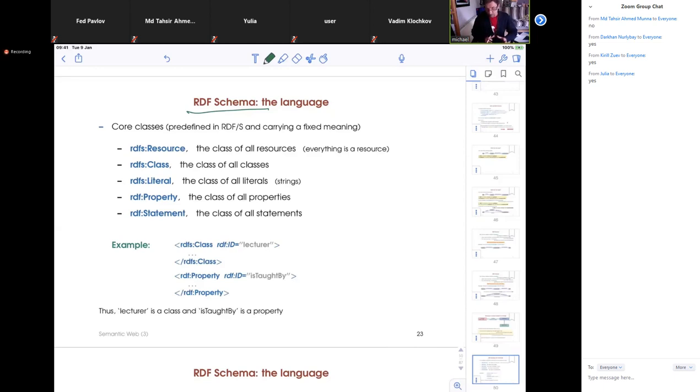So there are a few built-in, a few standard classes. They are listed here. So in RDF, we have the class of all resources, and we assume that everything is a resource. We have a class of all classes. We have the class of all literals. We have the class of all properties. We have the class of all statements. For a philosopher, that would be probably interesting. We'll come to this a bit later. And in this example, in the XML syntax, it's written that this thingy is of type class. And this thingy is of type property, that is binary relation.